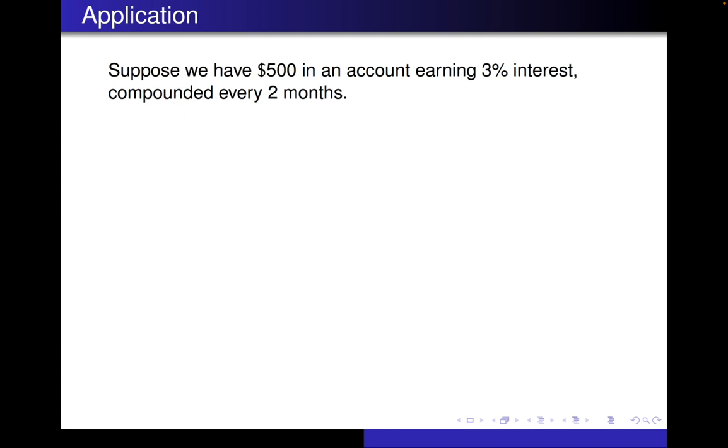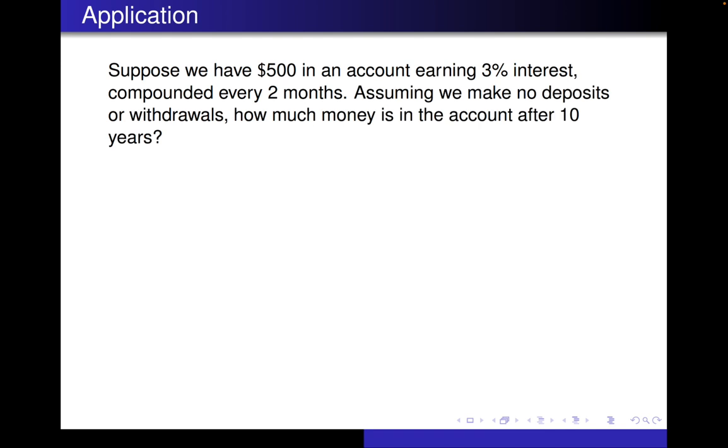All right, so now let's suppose we have $500 that we're investing in an account that earns 3% interest yearly, that is compounded every 2 months. Assuming we make no deposits, how much money do we have in the account after 10 years? Now, since we're compounding every 2 months, that means interest is going to be computed 6 times per year. That means our n is equal to 6.